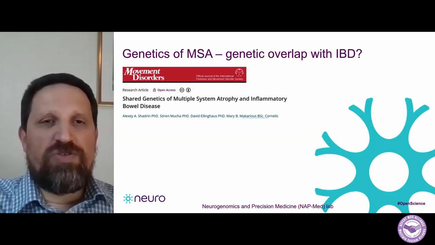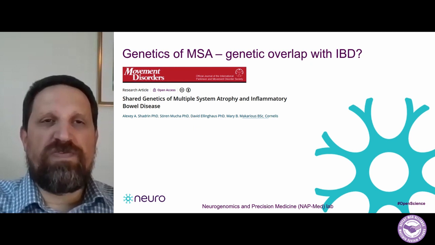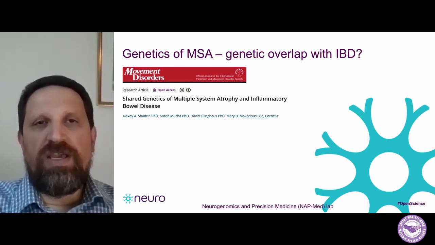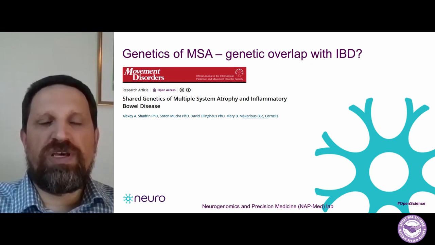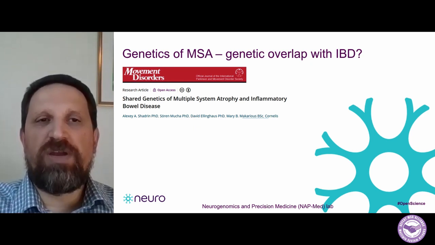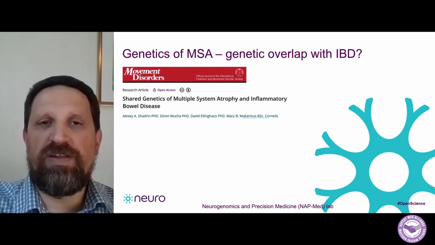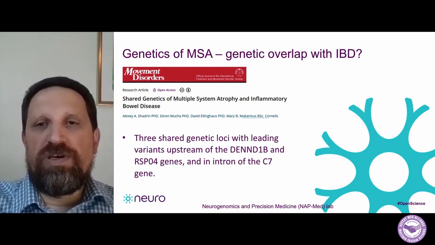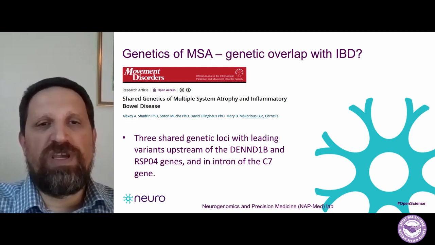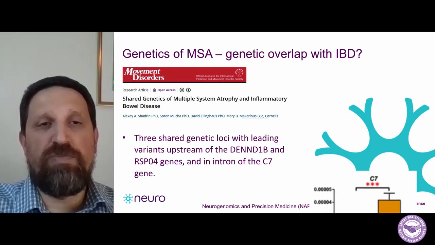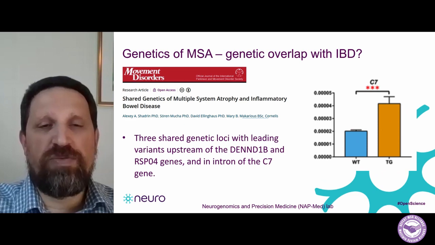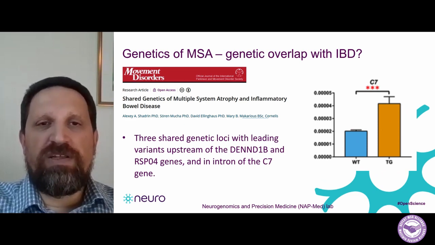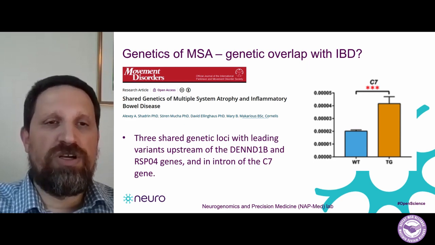One last thing that I want to mention about what we know about the genetics of MSA before we go to the last part of the talk is this paper showing that there could be a shared genetic background for multiple system atrophy and inflammatory bowel disease. So this paper found 3 genes that are potentially involved in both inflammatory bowel disease and multiple system atrophy. But again, this study must be replicated in a larger cohort.